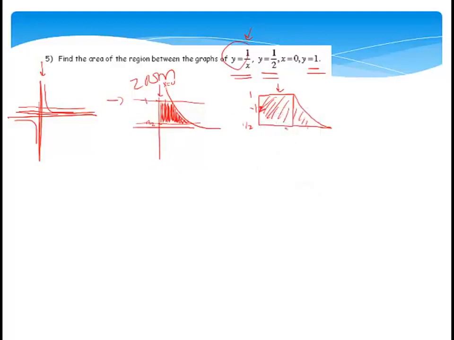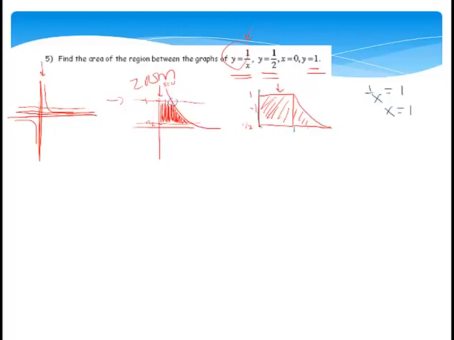Okay, this distance from here to here, well, we might have to figure out some points of intersection. So how do we figure out these points of intersection without using a graphing calculator? We take the functions used here and we set them equal to each other. So this function was 1 over x, and this function was 1. So x is 1. That means that the point of intersection is 1.